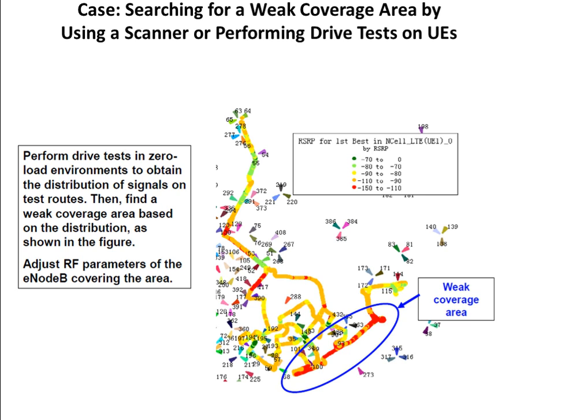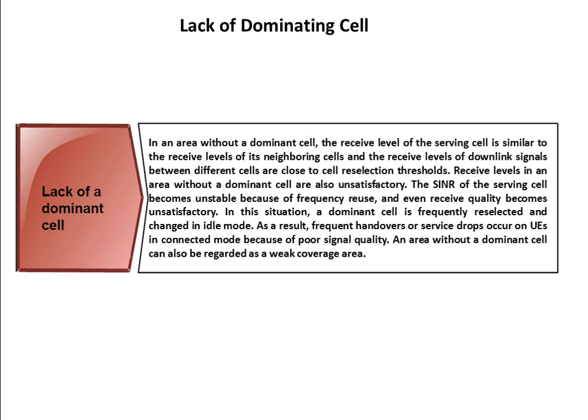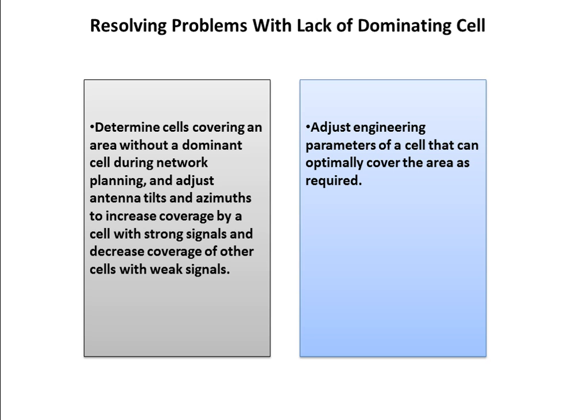So by using the scanner in the unloaded networks, we can do the RSRP drive test and try to find out the weak coverage area. Lack of dominating cell happens because the serving cell level would be almost the same as the level of the neighboring cells, and the receive levels are much closer from all of the cells. So none of the cells is a potential cell for the latch on, and it will also reduce the SINR in the network. So this is also one of the problems in the network.